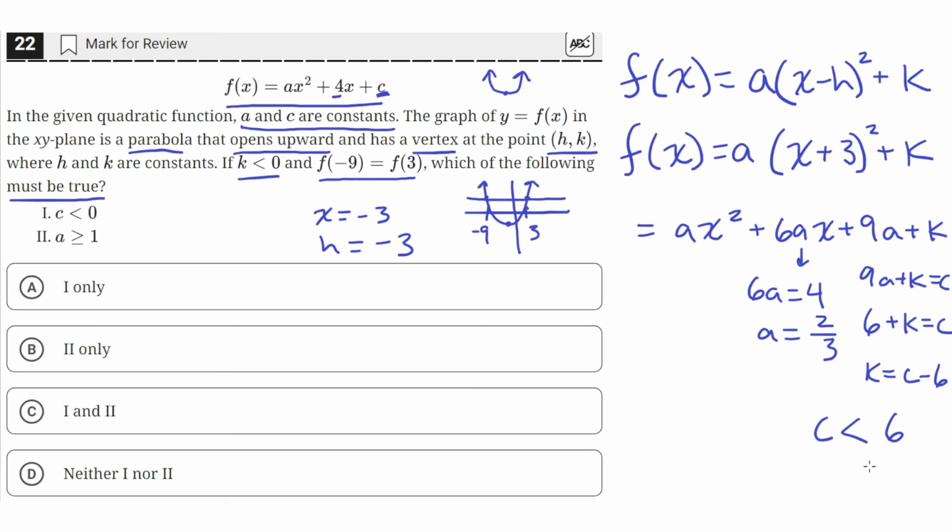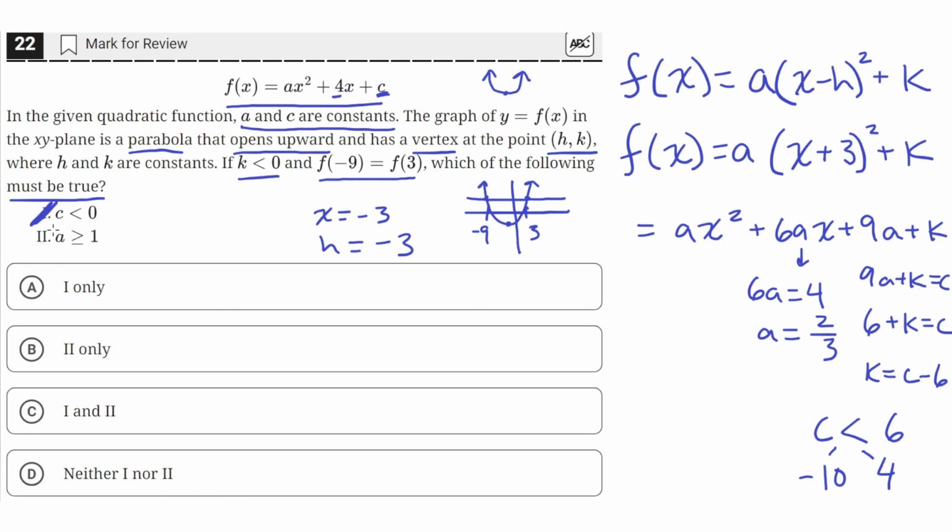Okay, but values less than 6 can either be positive or negative. They can be values, say, 4 or negative 10. Both of them still work. So this means that c can be either positive or negative. So that means we can rule out answer A here. Because answer A is saying that c is always less than 0, which means c is always negative. But we can see here that c can be positive numbers, like 4. So c can be anything less than 6. So we can rule out answer A, or the first answer.